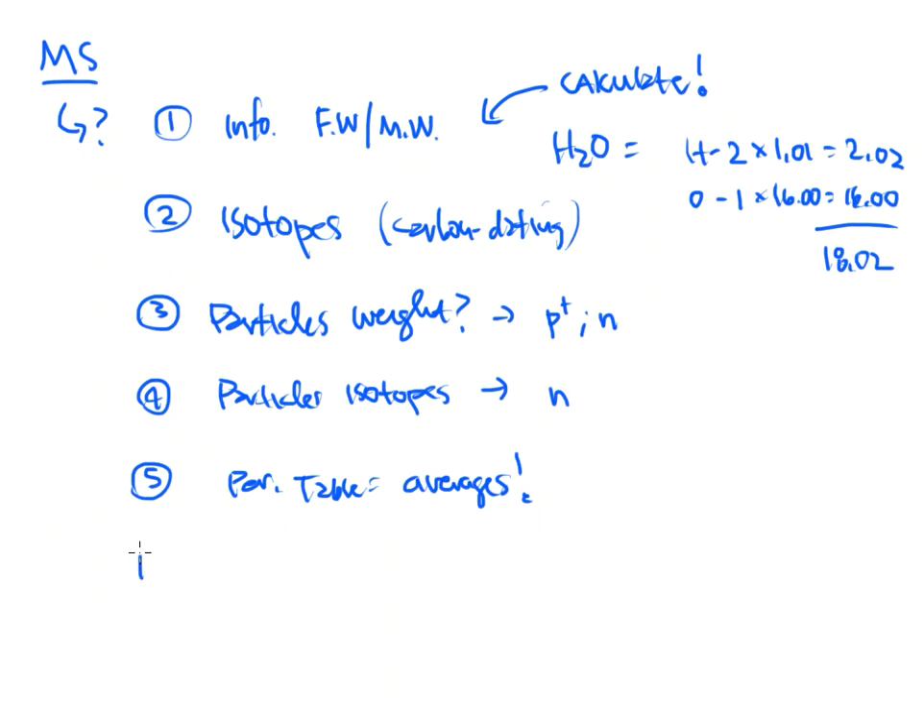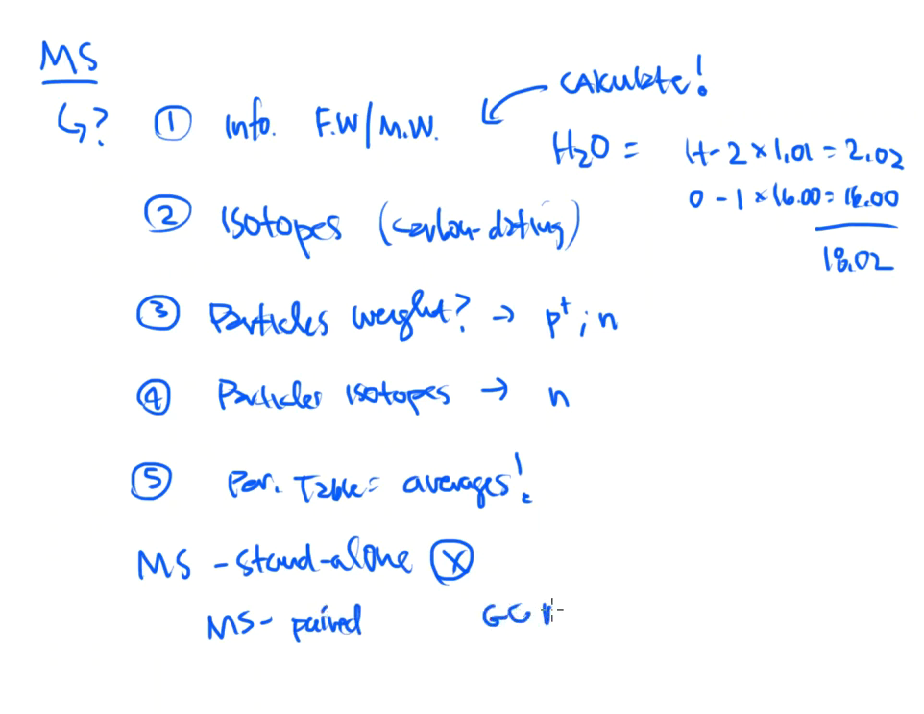And the MS can come in many different forms. It can be standalone, but we said this is not really found anymore. This is really just for pure compounds, and it does us no good if we've got a sample that has a mixture of stuff in it. So our MSs now are paired.